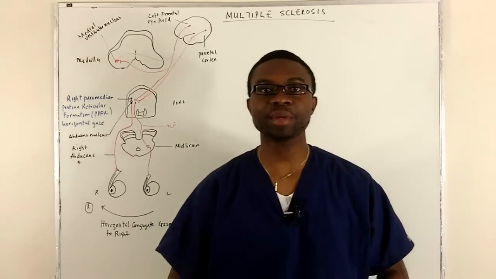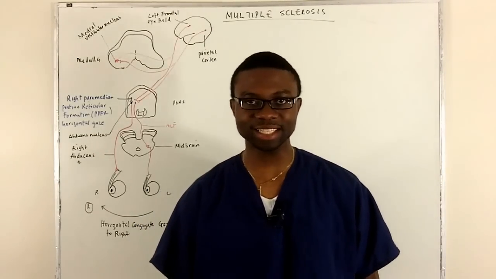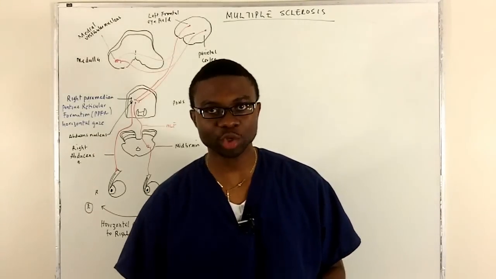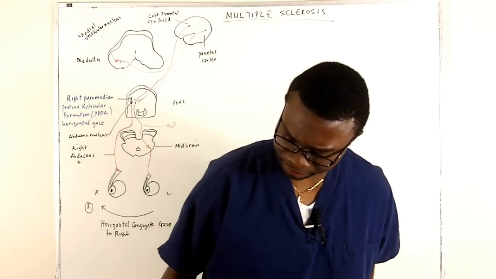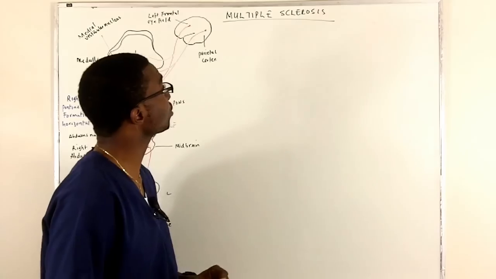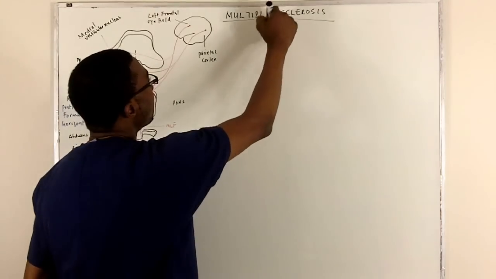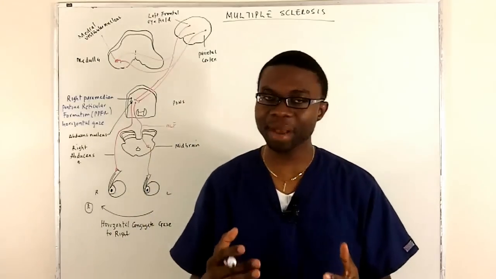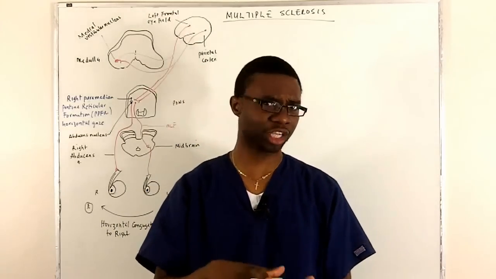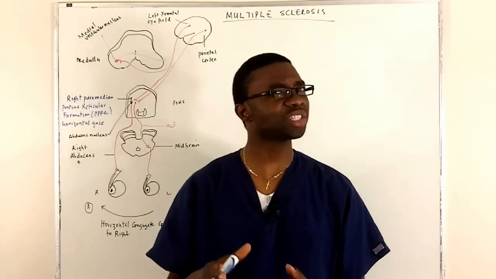Our next lecture today is going to be on demyelinating disease. We're going to start by talking about multiple sclerosis. Now we have to start, what's the definition of multiple sclerosis? Let's break the word into two. Multiple, that means many. Sclerosis in medicine means a lot of scar tissue. So there's scar tissue forming.